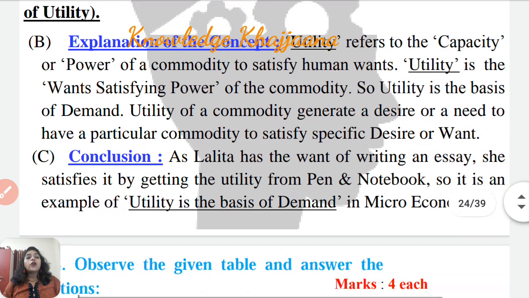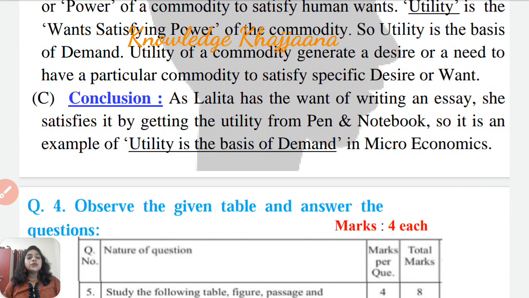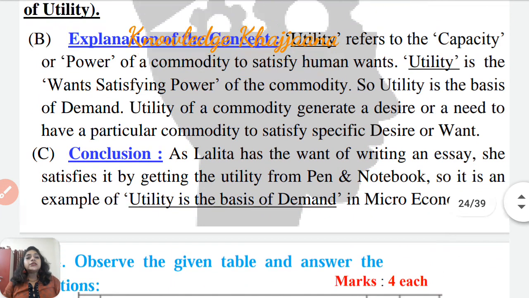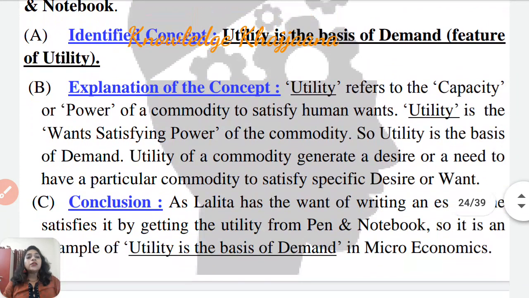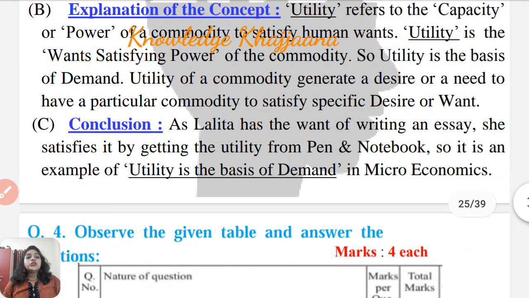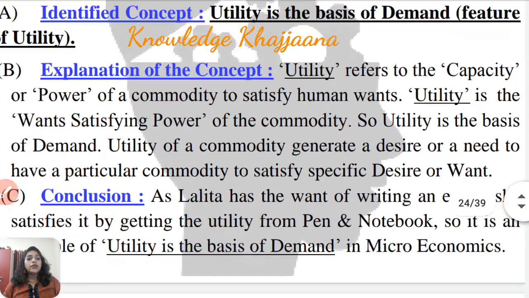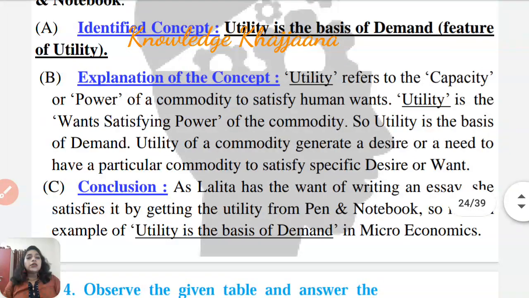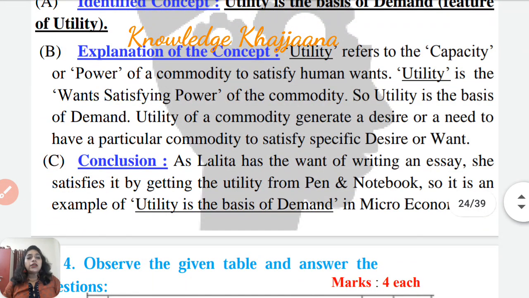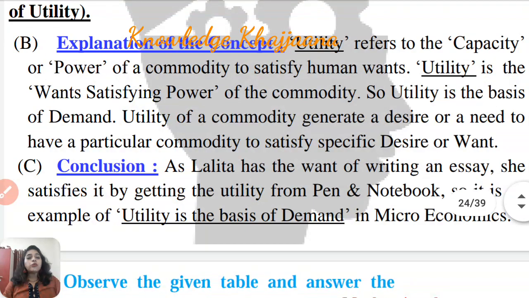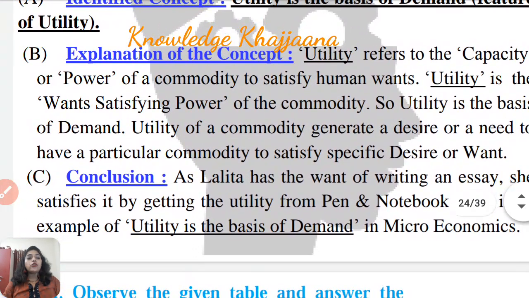Okay, so how can we conclude? See, how can we relate this concept with the statement given? In the conclusion, point number C, you have to write, as Lalita has the want of writing an essay, she satisfies it. It means her want, by getting the utility from pen and notebook. So it is an example of the concept utility is the basis of demand in microeconomics.